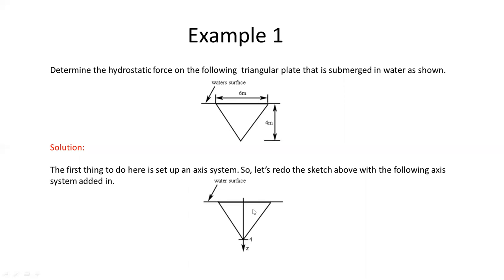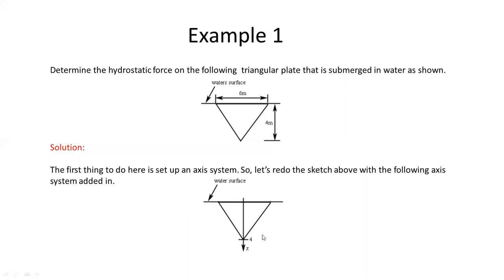Now, in this problem, it is suggested just for this problem. Actually, you can change the orientation of the axis to any orientation that you want as long as you can properly write your integral based on the orientation that you have chosen. So the first thing to do here is set up an axis system. Now, let's redo the sketch above. So you have to redo the sketch above with the following axis.